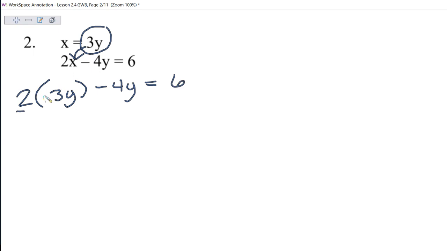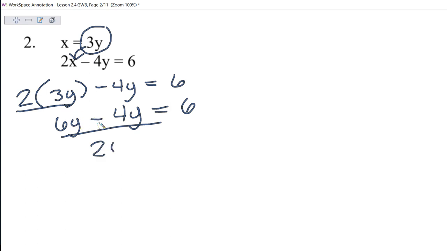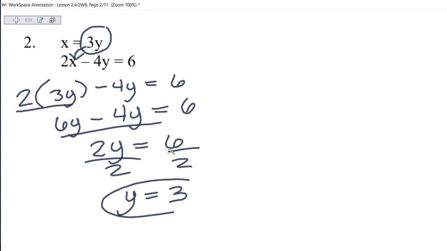Multiply 2 times 3y. So 6y minus 4y equals 6. Combine your like terms. What is 6y minus 4y? 2y equals 6. Divide both sides by 2. Y is equal to 3. Now that's half of our answer. Once you have y, what do you have to find next? X. So you get to pick. Do you want to use the top or bottom?